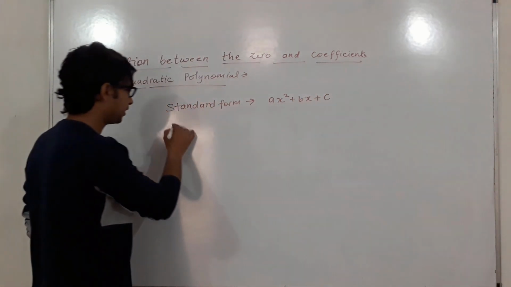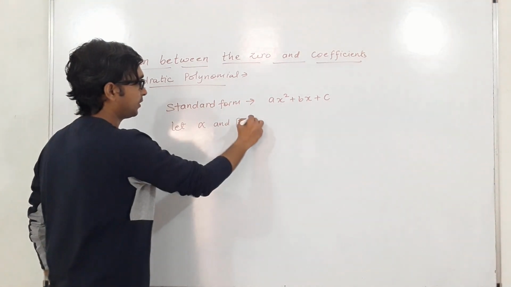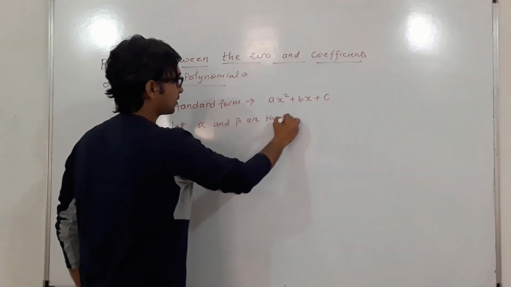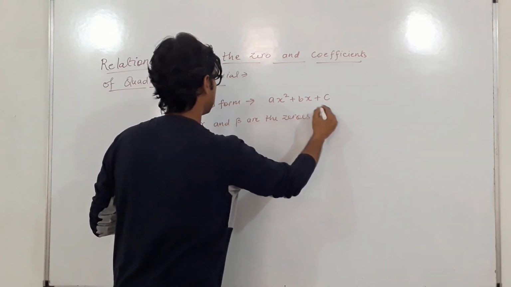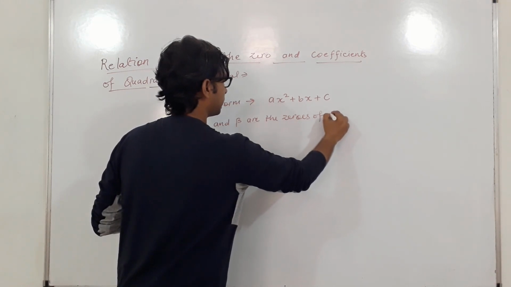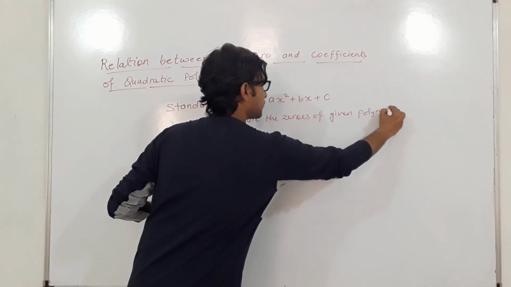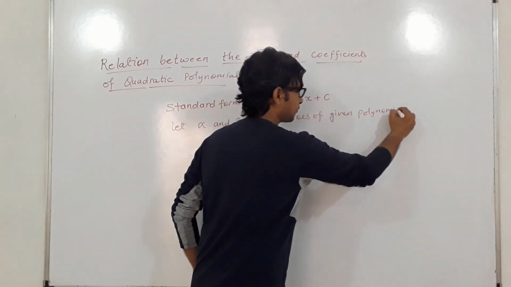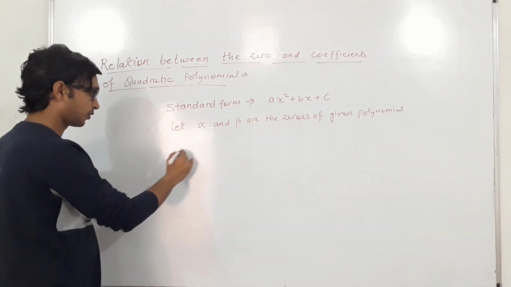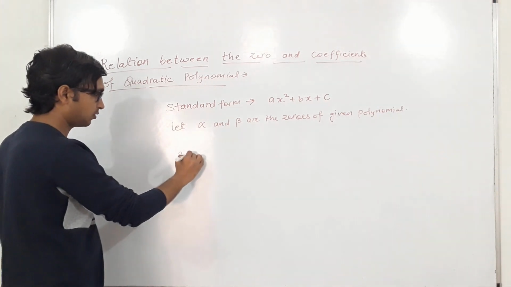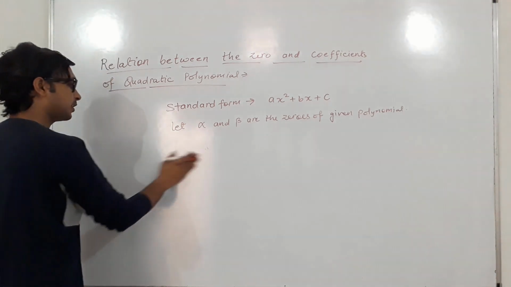ओके, सो हम लेट करेंगे, let alpha and beta are the zeros of the given polynomial. So now we have to find out the sum of zeros. Now relationship हमें find out करनी है.